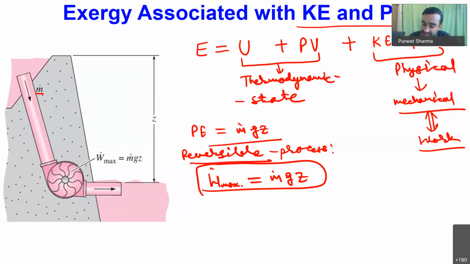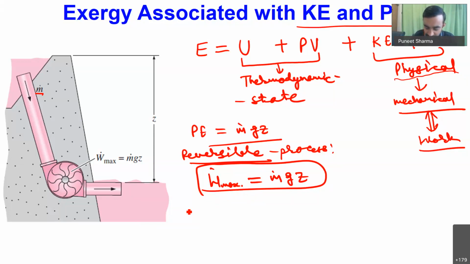So I can say that kinetic energy and potential energy are mechanical forms of energy which depend upon the physical state of the system. That's why, if our system operates in a reversible fashion, whatever amount of potential energy and kinetic energy is available is equivalent to the maximum potential of work. Over here, W dot max is equal to m dot into gz.